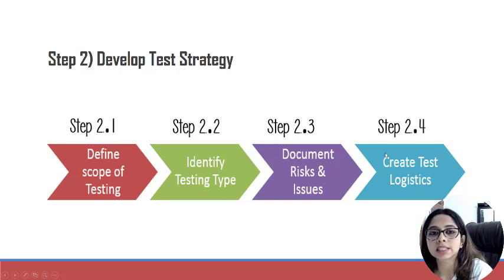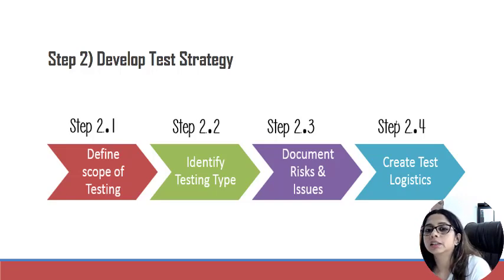So identifying the testing type, then risks and issues. You have to analyze what risks you might be facing while you are doing the testing, and what mitigation plan you have, or what remedial actions you will be taking. You have to mention everything in the plan, what risks and issues might occur.